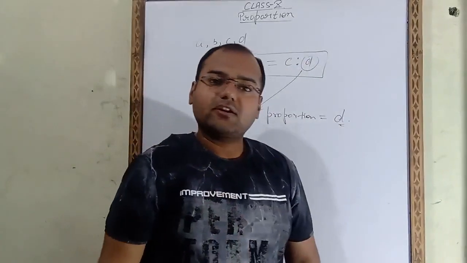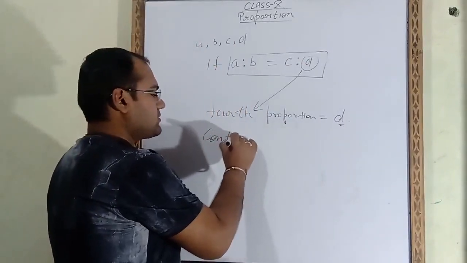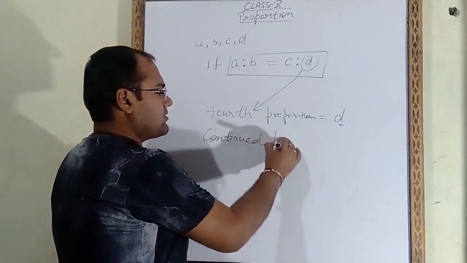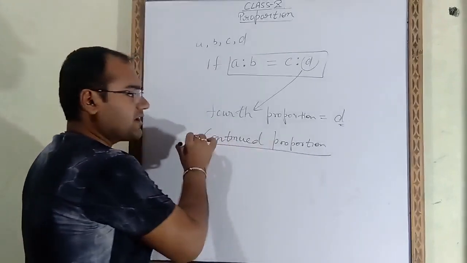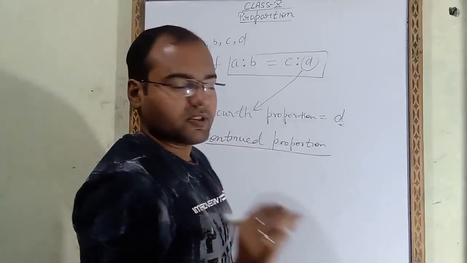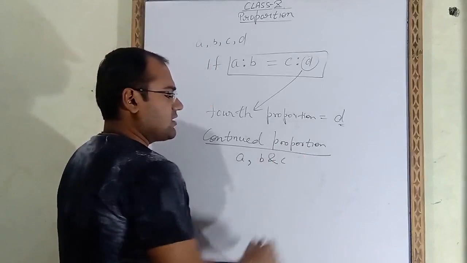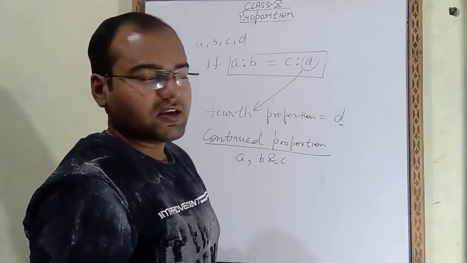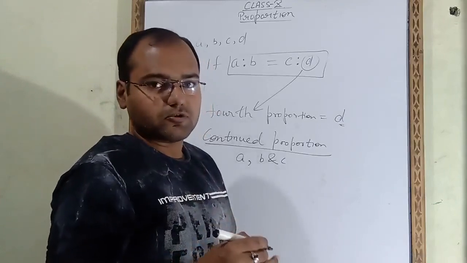One more term is there, continued proportion. In continued proportion, three terms will be there, A, B and C. Three terms will be given, A, B and C. We have to check whether A, B and C are in continued proportion or not.